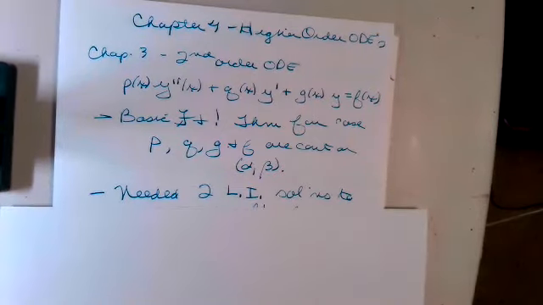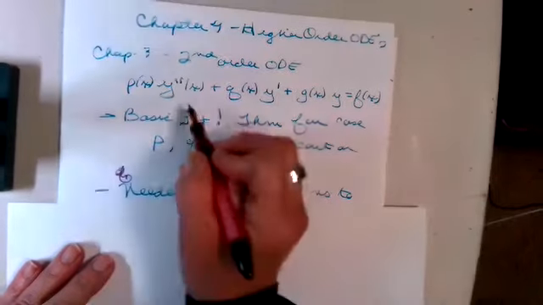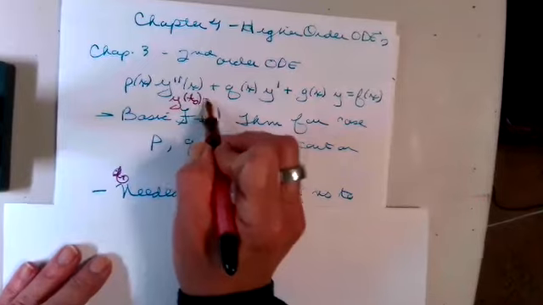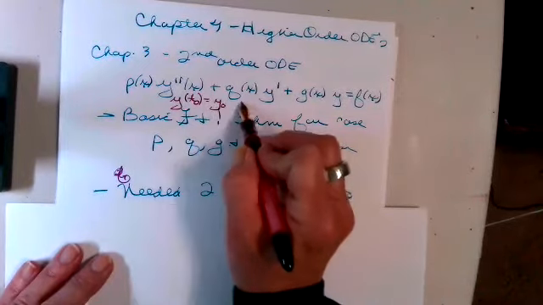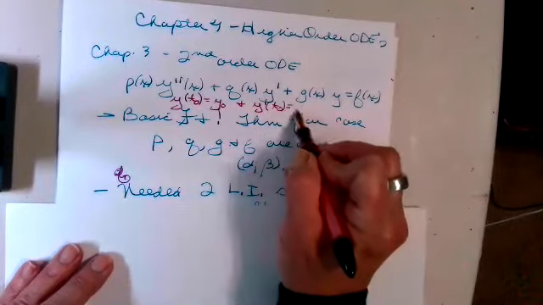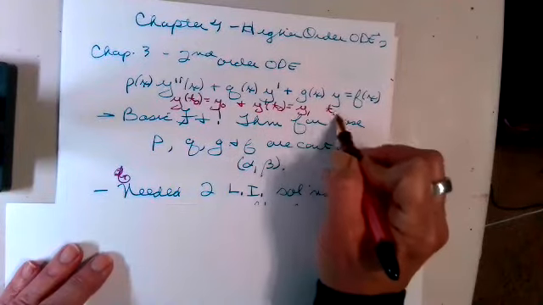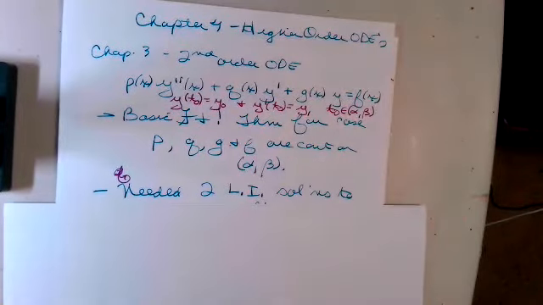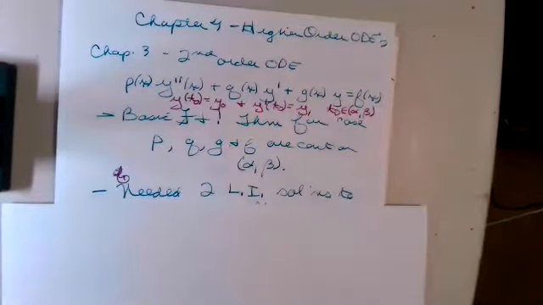For the basic existence and uniqueness theorem for this, we need two initial conditions. Let's say y at t naught is y naught, and y prime at t naught is y1, for t naught in the interval from alpha to beta. Because in order to have a unique solution, you need the initial conditions to specify the unique solution.